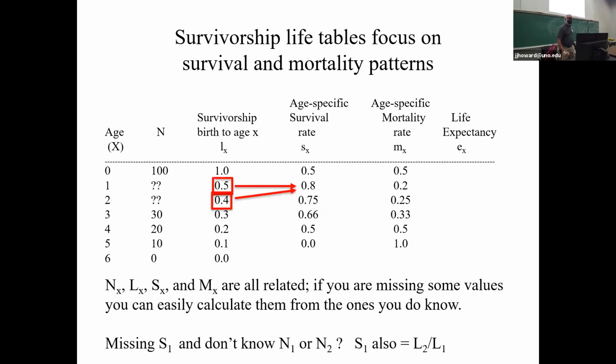All right, I'm going to do this. So just more examples of generating missing numbers. If you don't know S1, notice that S1 is the same thing as L2 divided by L1. All of these numbers are virtually the same number. If you know some of them, you can always generate the others.